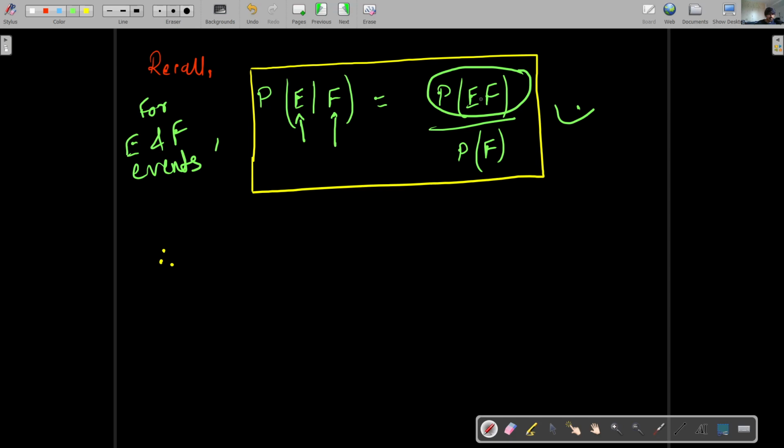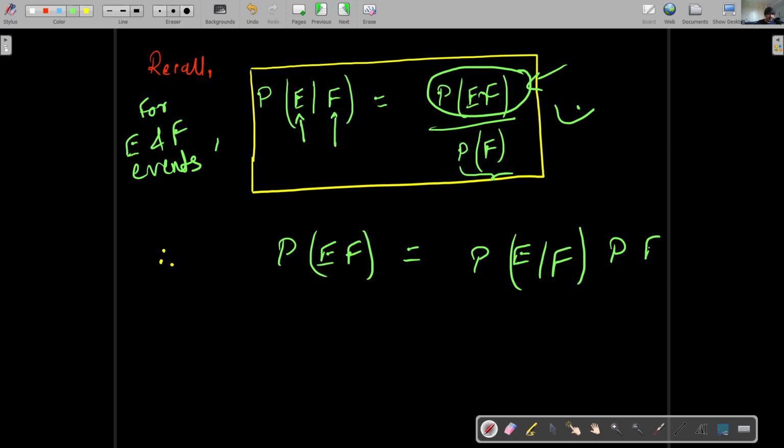This is intersection. I'm not writing the intersection symbol in between, but you can write it if you want to, and divide by P of F. So if we want just E intersection F, that is the occurrence of both the events together, if we want this probability, then we can simply rearrange and make this our subject, and we get P of E given F, sorry, P of E intersection F equals P of E given F into P of F. Can we write like this?